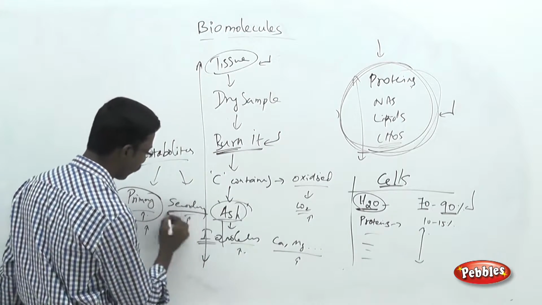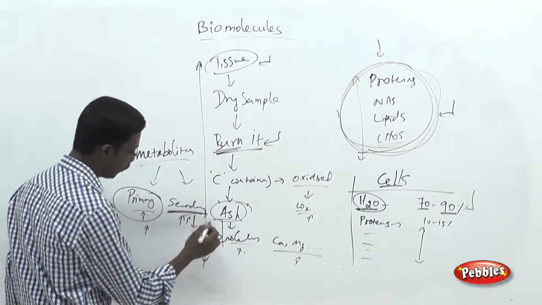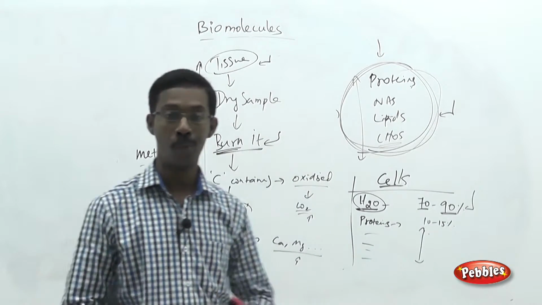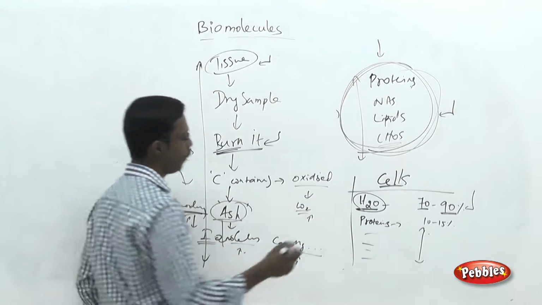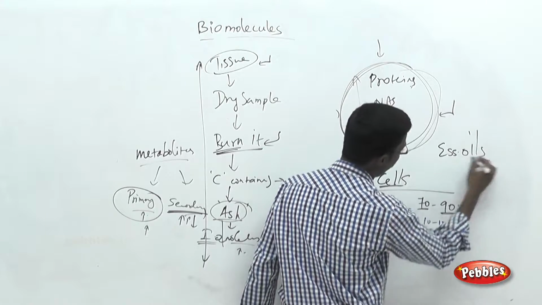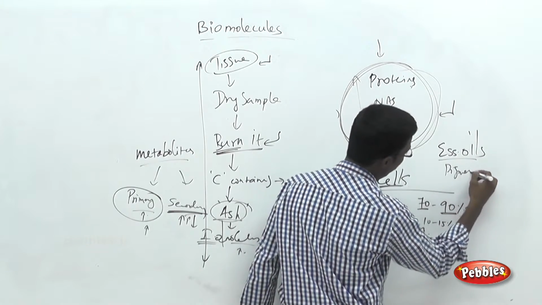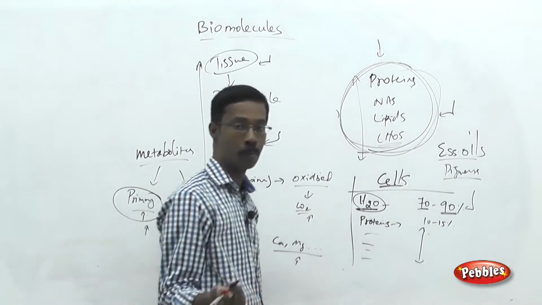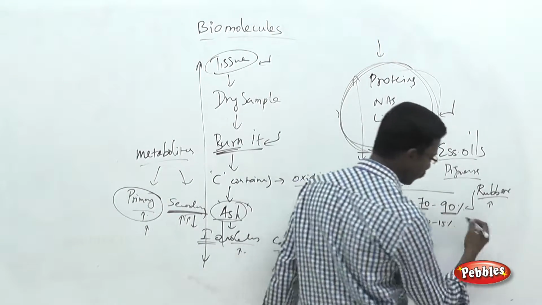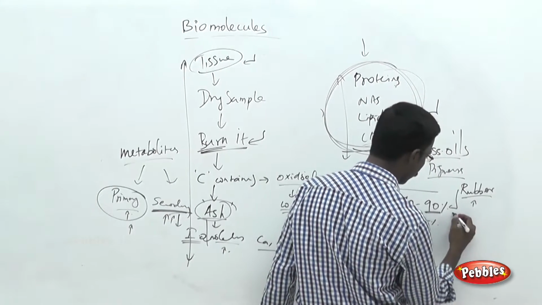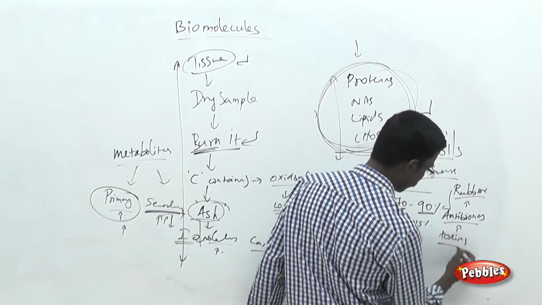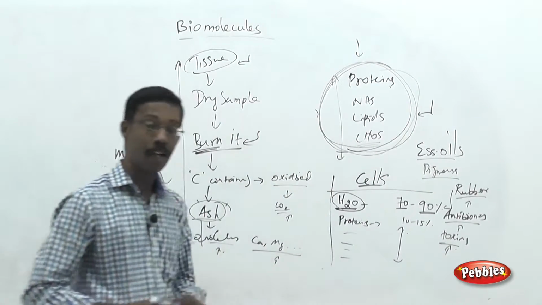Apart from primary metabolites, most cells, especially fungi and plant cells, produce some other compounds. They secrete some other compounds, for example some essential acids, some essential oils, some pigments. For example, we use some perfumes or scents, and rubber. And fungi and bacteria produce some antibiotics and some toxins, and these are all called secondary metabolites.